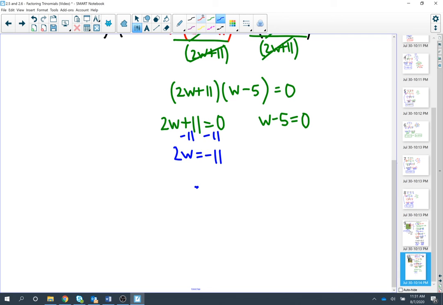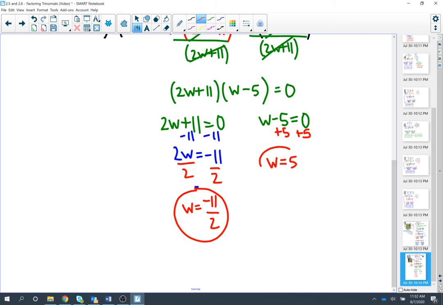Then I'm going to divide by 2. Sorry, I'm trying to erase that and it's not working. Okay, divide by 2. So w equals negative 11 halves. Okay, which is like negative 5.5, but we can leave it like that. Second equation, add 5. W equals 5. Now, once again, we are dealing with a word problem. We're dealing with a real situation here. The question was, what is the width of the game reserve?